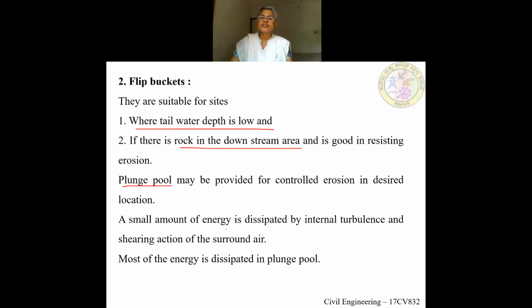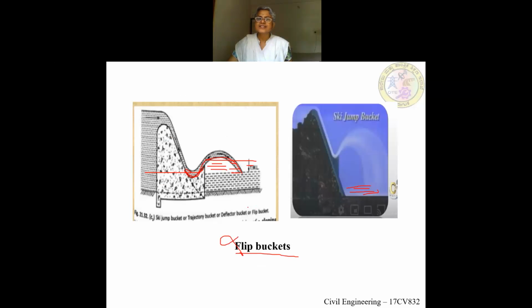A small amount of energy is dissipated by the internal turbulence and the shearing action of the surrounding air. And most of the energy is dissipated in the plunge pool. So you can see that there is an area in between the jump, below the jump. So here also some energy gets reduced because of the turbulence created here. Because of the turbulence created here, some energy is reduced at this junction.